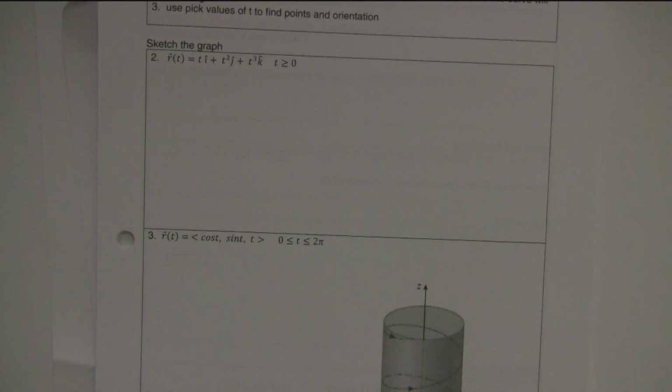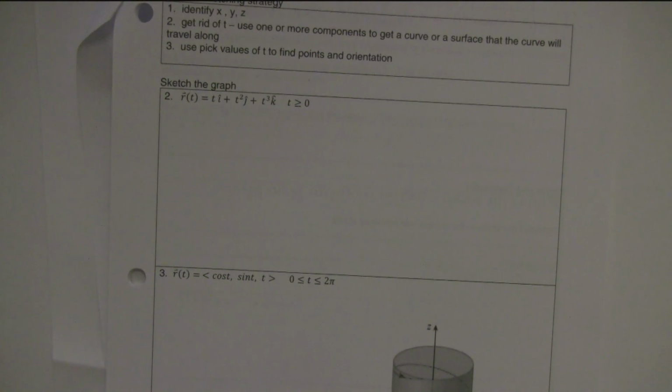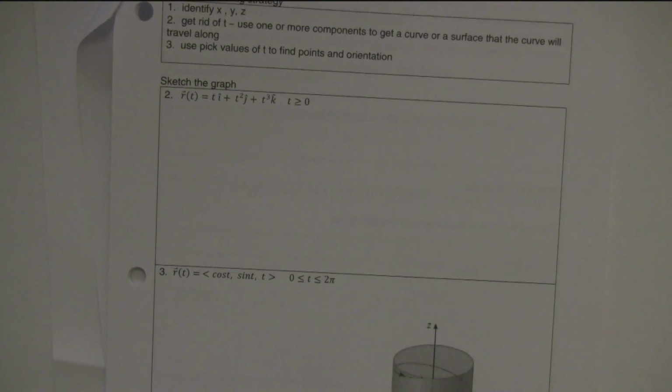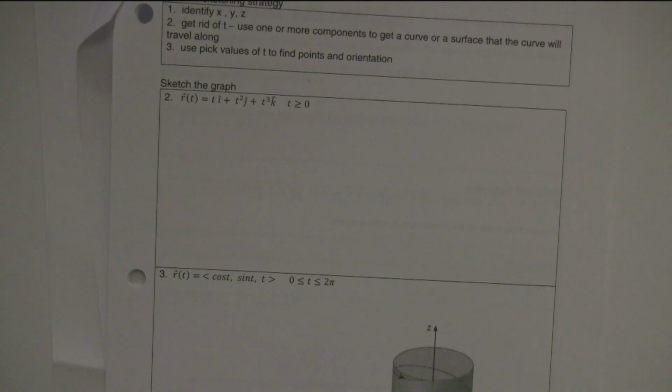Okay, general sketching strategy. Identify X, Y, and Z. If you can, get rid of T. It kind of helps you a little bit. Use one or more components to get a curve or a surface that the curve will travel along. Then pick values so that you can see how things go. And so we're going to give a whirl to doing something like that.